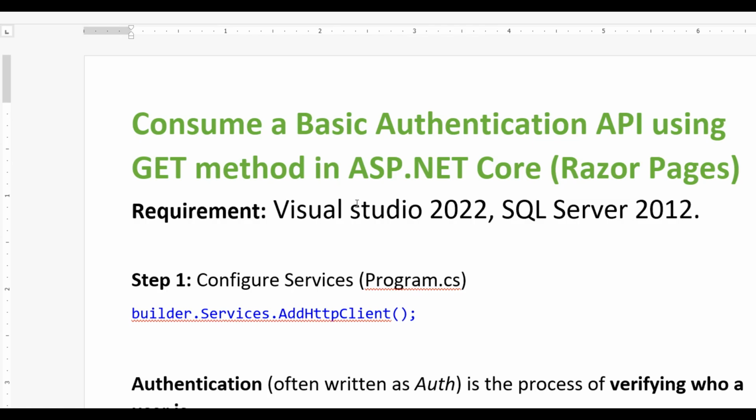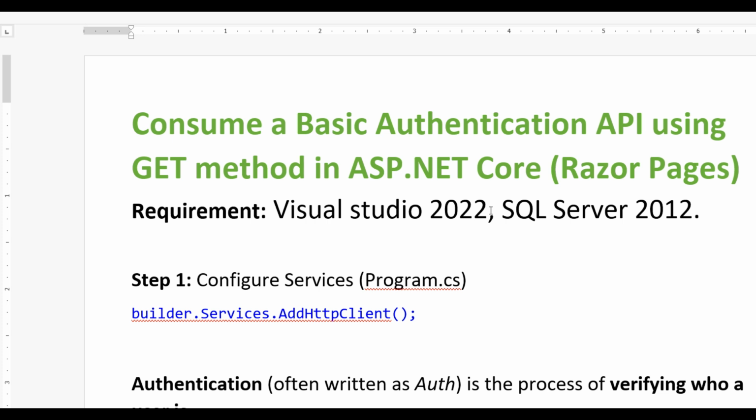Hello guys, today we learn how to consume a basic authentication API using the GET method in ASP.NET Core Razor pages. To implement this, we require Visual Studio 2022 and SQL Server 2012. Now let us start. How can we implement?